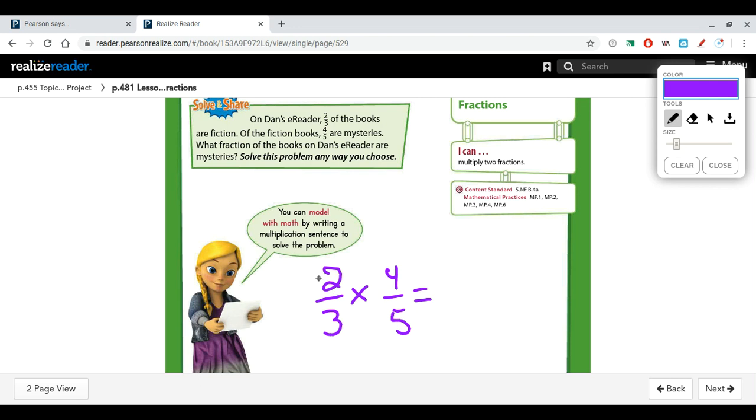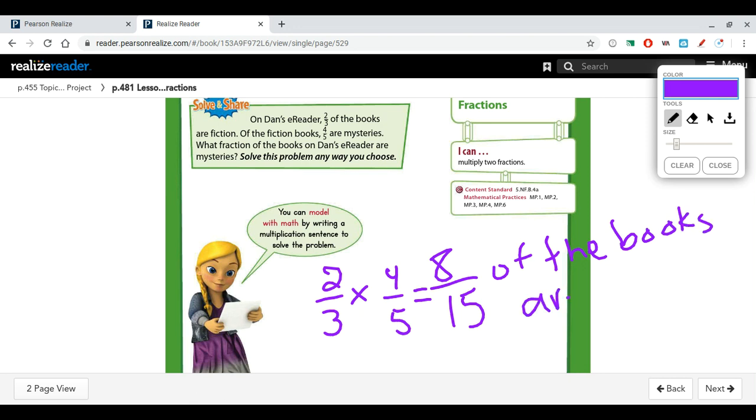And let's see what we have. Now I'm just going to multiply straight across. 2 times 4 is going to be 8. And then 3 times 5 is going to be 15. I look and see, do 8 and 15 have any numbers in common that I can divide by? My answer is no. So 8/15 of the books are mysteries. So a little over half of his fiction books are mysteries.